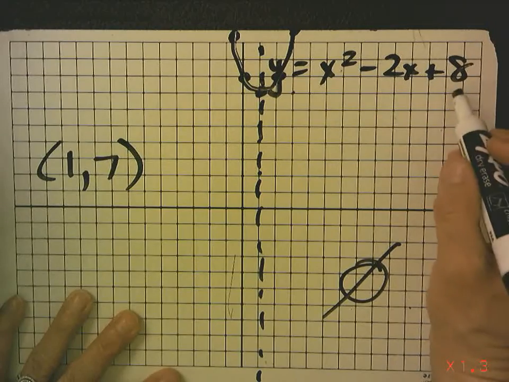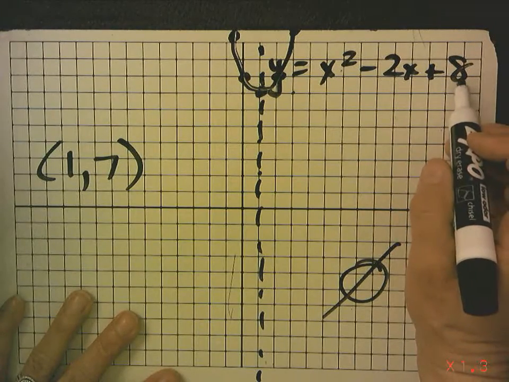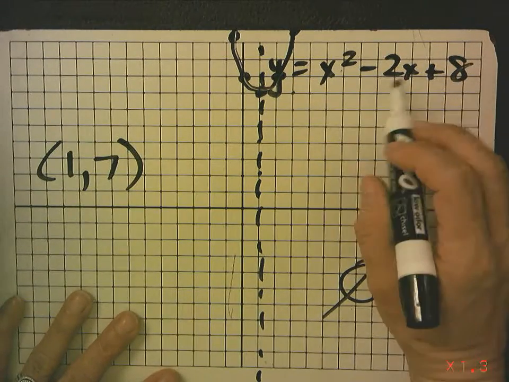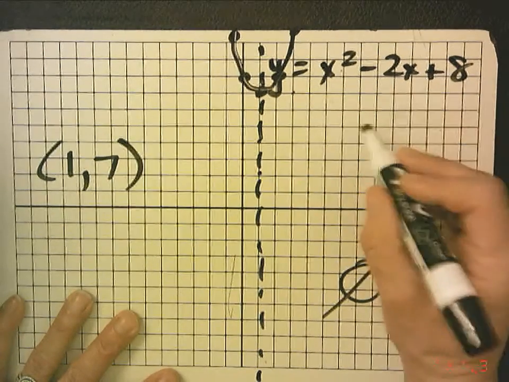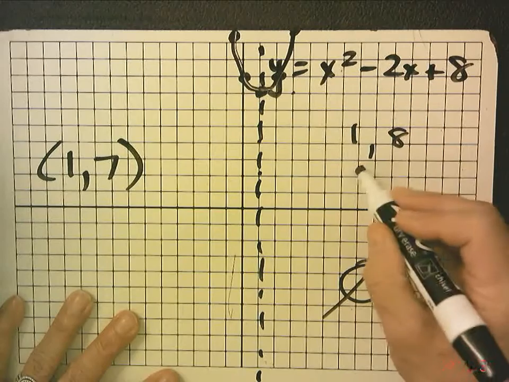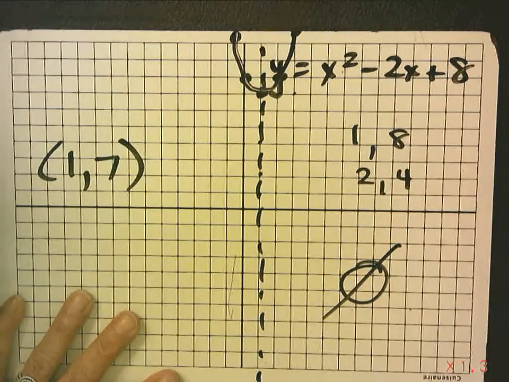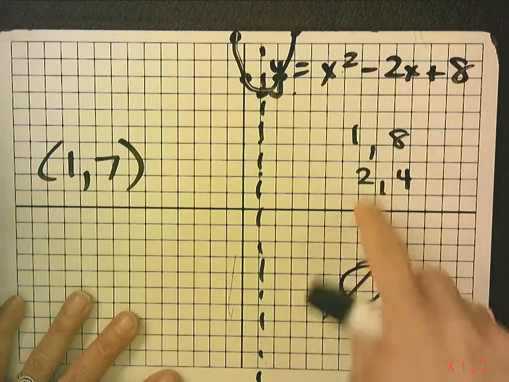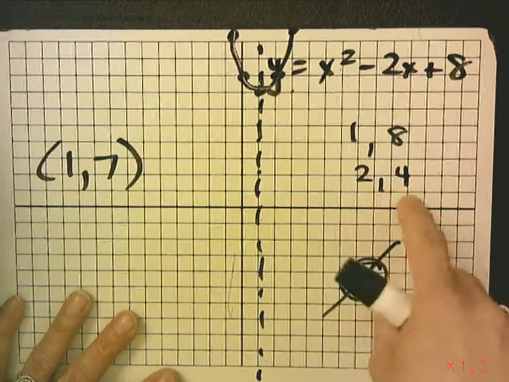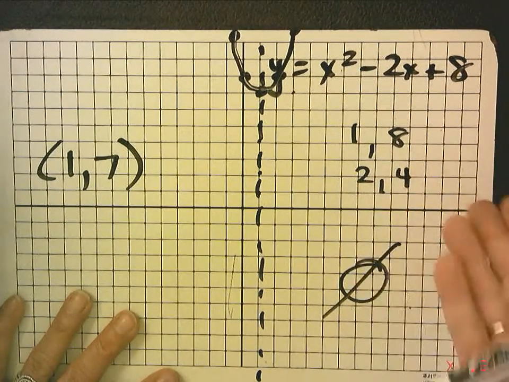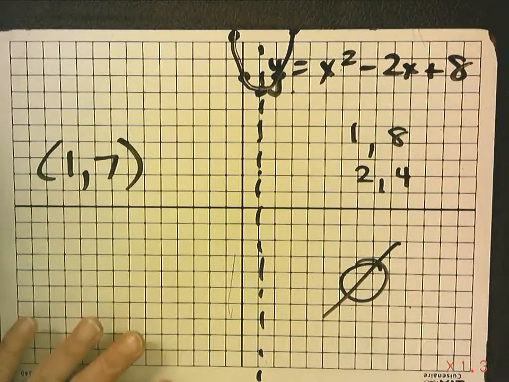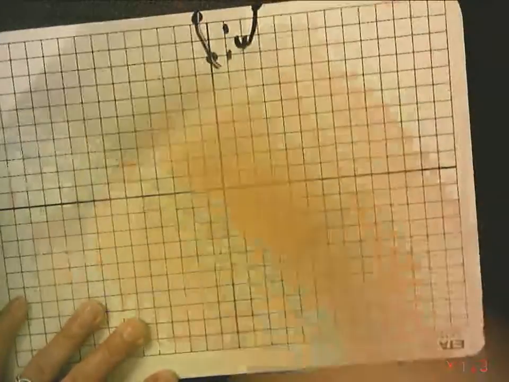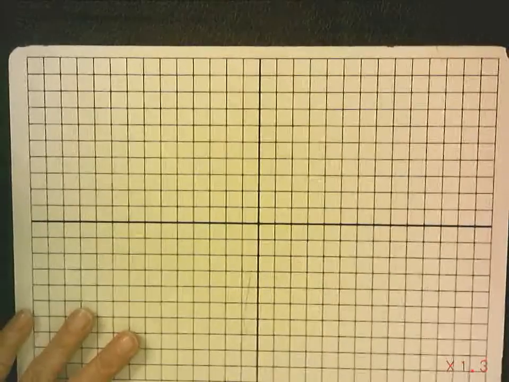Now let's try to factor it. Can I think of two numbers that multiply to equal 8 but add up to negative 2? And no, because the only factors are 1 and 8, 2 and 4. And the 2 and the 4 both have to be either positive or negative. So there are no real numbers that will multiply to 8 and add up to negative 2, so there is no solution.